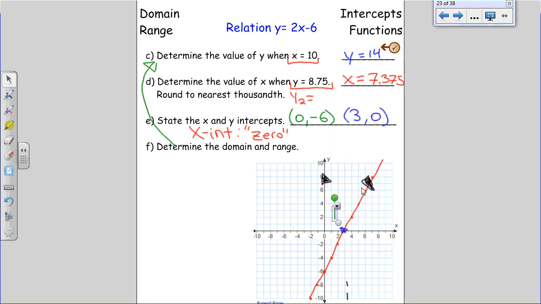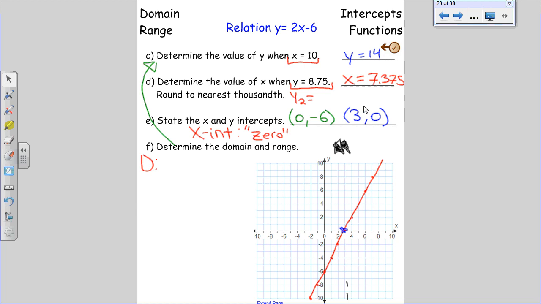Domain is asking you what are the possible X values for this graph. If you looked at this graph, that means it's asking you what's the furthest left it ever goes and what's the furthest right it ever goes. This graph, how far to the left will it go? Forever. It's going to go forever to the left. How far to the right is this thing going to go? Forever. It's going to go forever to the right.